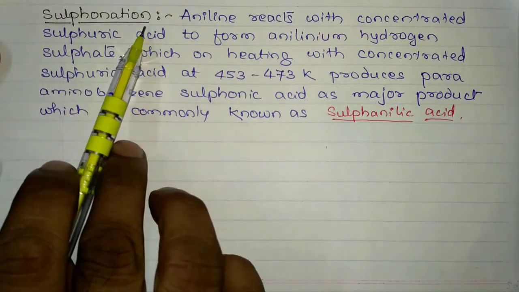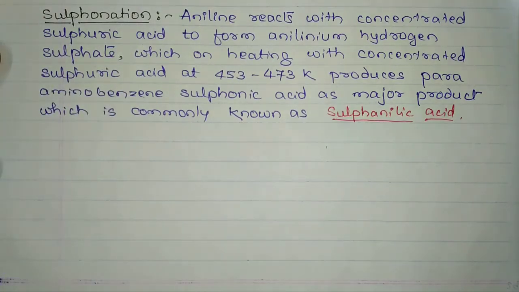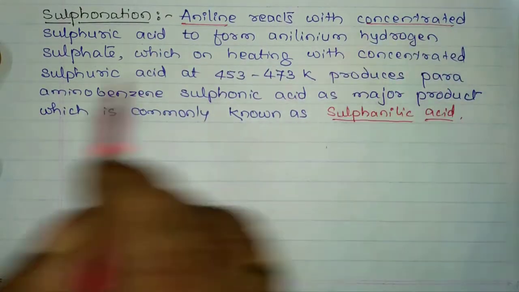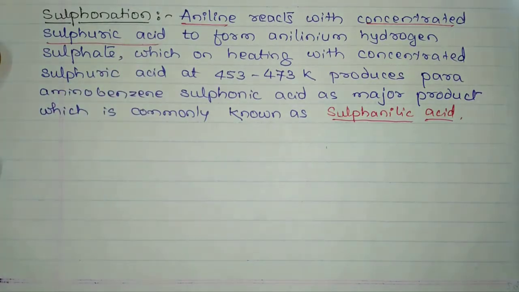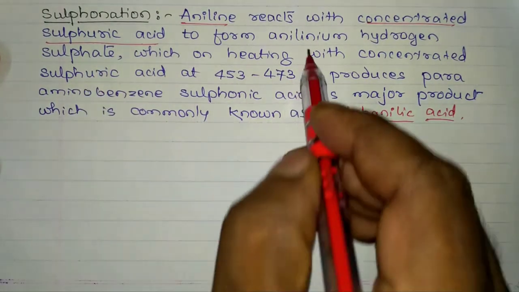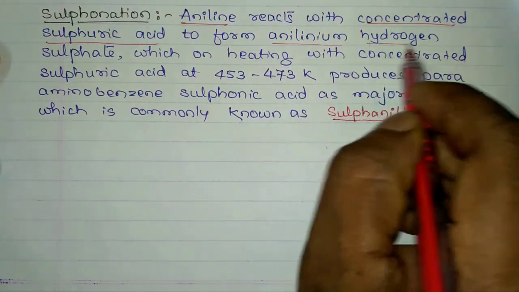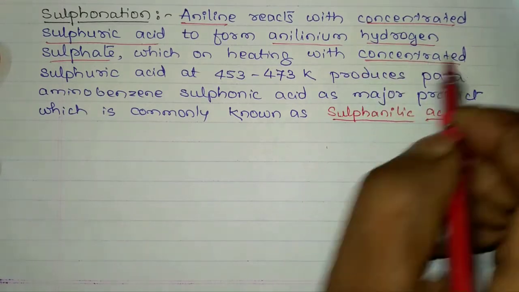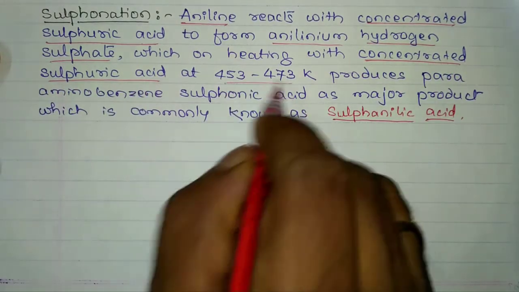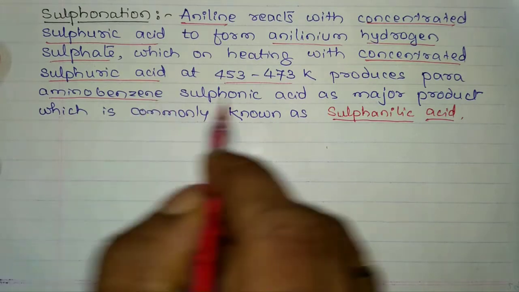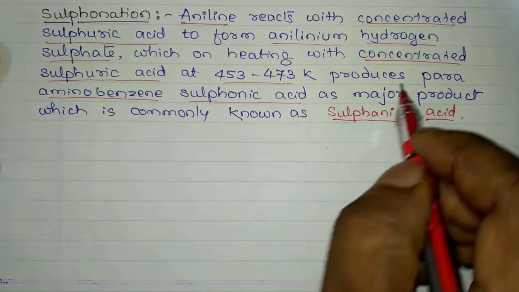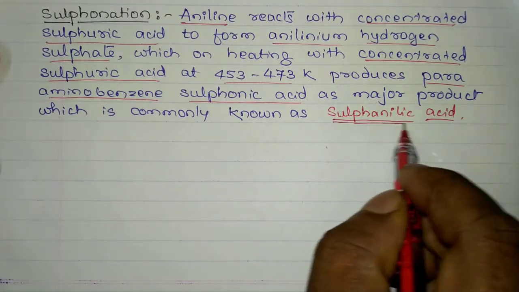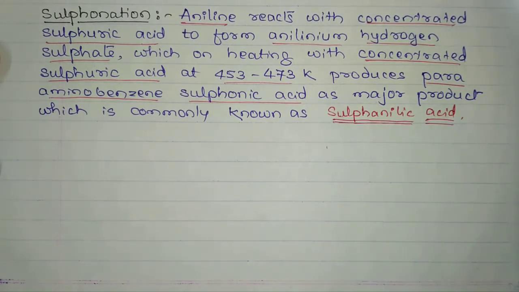Now we'll discuss sulfonation reactions of aniline. Aniline reacts with concentrated sulfuric acid to form anilinium hydrogen sulfate, which on heating with concentrated sulfuric acid produces para-aminobenzene sulfonic acid as a major product, which is commonly known as sulfanilic acid.